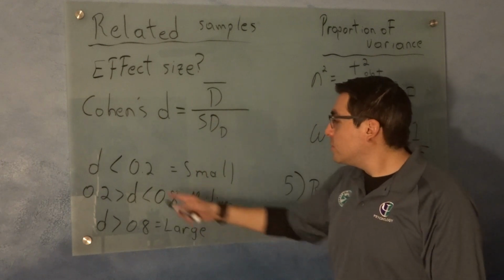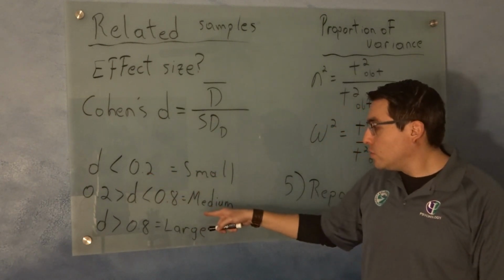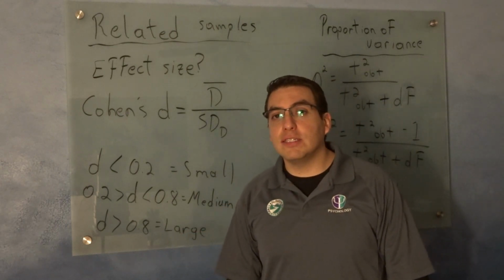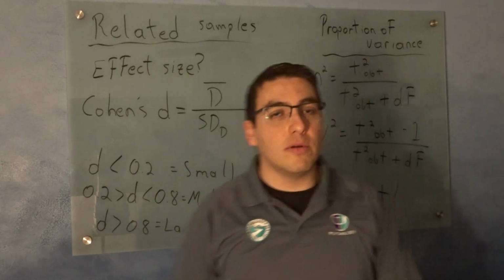Once you get this number, same rules. If you get a number that is lower than 0.2, small, 0.2 to 0.8, medium, and over 0.8 is a large effect size, this is what you want and you want to get published. Simple, up to the point.